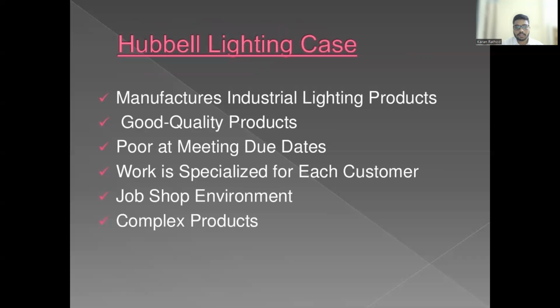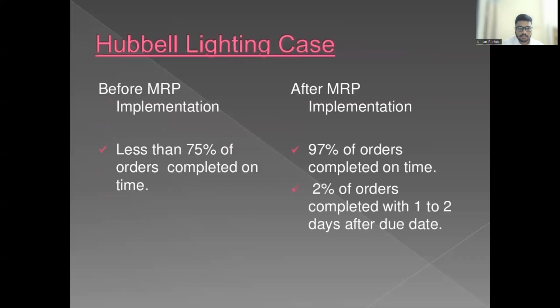This is a case called the Hubble lighting case. This company manufactures industrial lighting products. It had good quality products but was poor at meeting due dates. Work is specialized for each customer. It is a job shop environment with complex products.